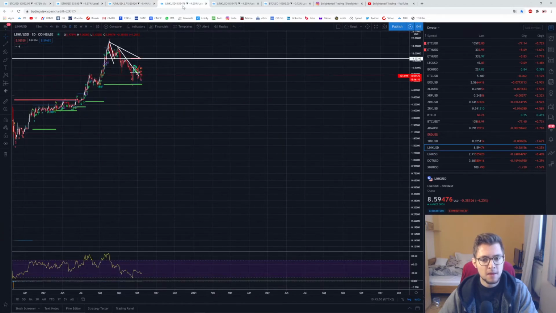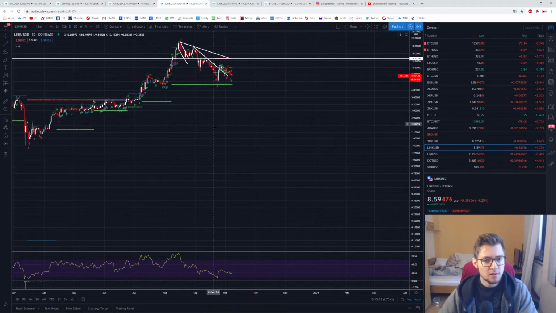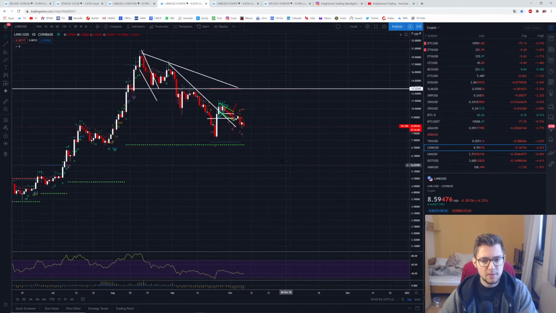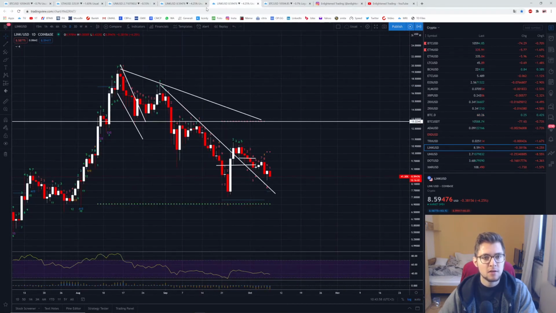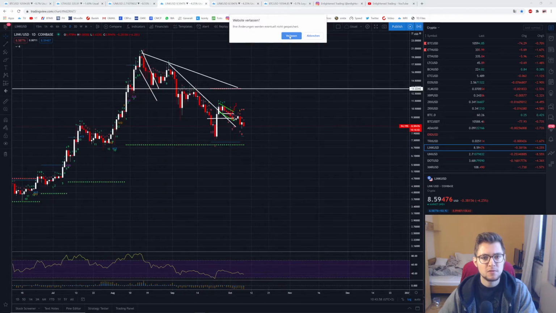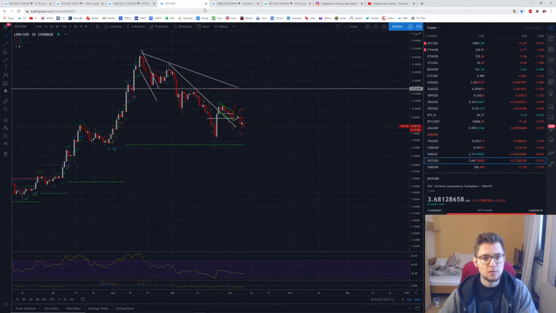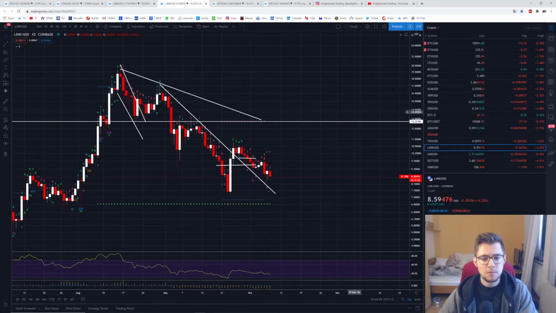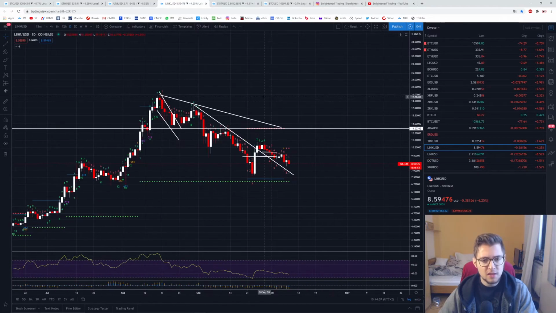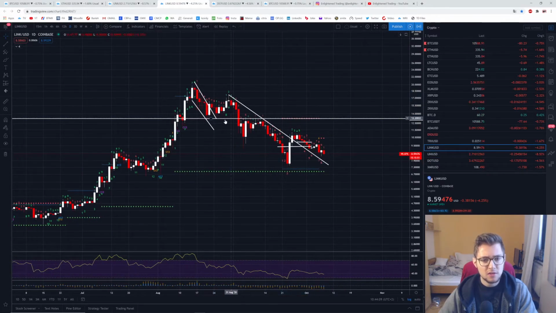Okay, so Chainlink. I mean, it's not looking that bad, but it's not looking good either. Chainlink USD is actually also not looking too good.